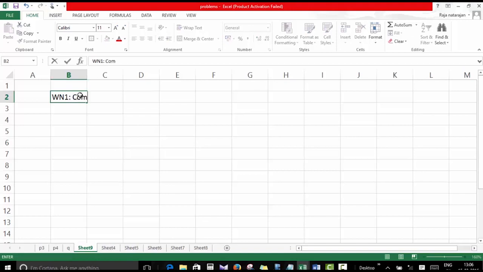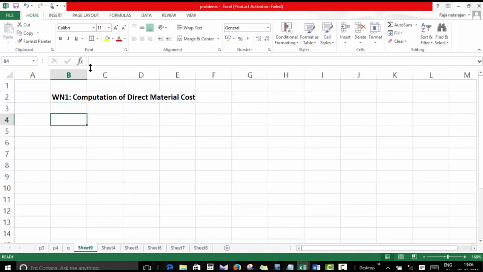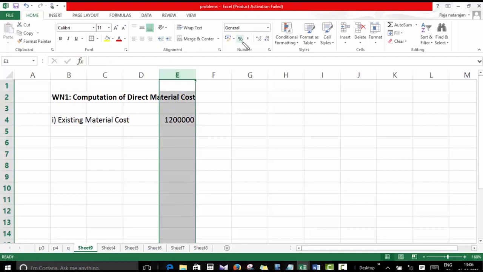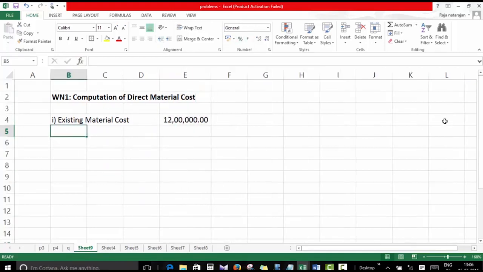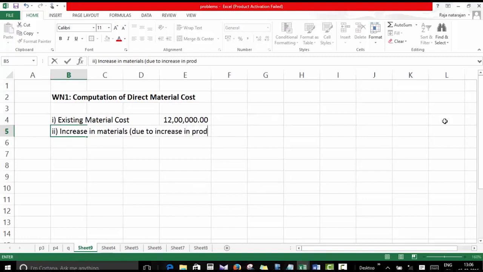Working note 1, computation of direct material cost. In that you will have the existing cost. First one, what is your existing material cost? That's going to be 12 lakhs. Then you will have to accommodate increase, right? Then increase in materials. Why are your materials increasing? Due to increase in volume, due to increase in production.